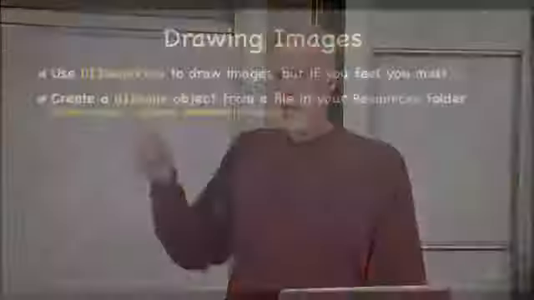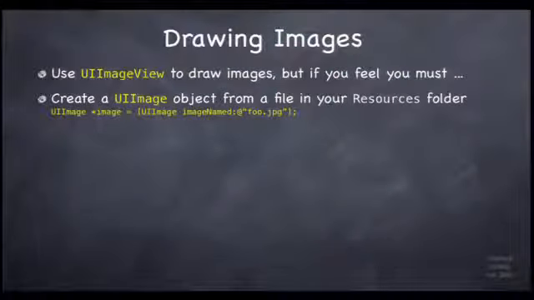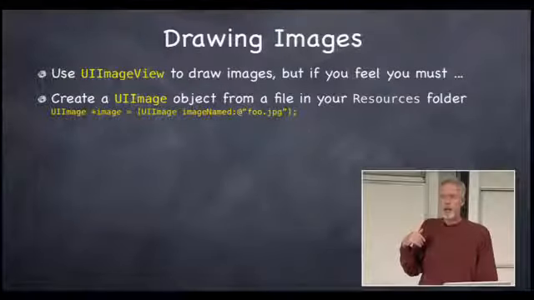All right, so drawing images. Just like with UI label, there's a great object called UIImageView. It does a superlative job of drawing images. But if you feel like you can't use it as a subview, you can't fit it in there, the way you draw images is you create them first, and there's a bunch of ways to create an image. The easiest way is to put a JPEG file or something in your resources folder in Xcode, and then you can just call this method, UIImage named, with the name of the file, and it'll go get that image, which is kind of cool.